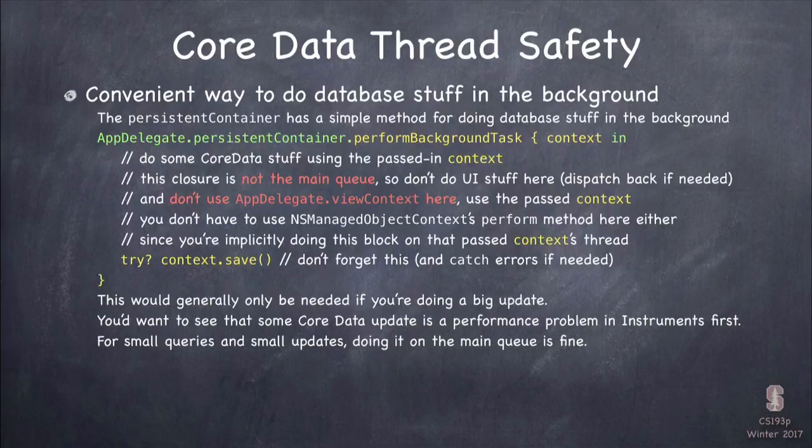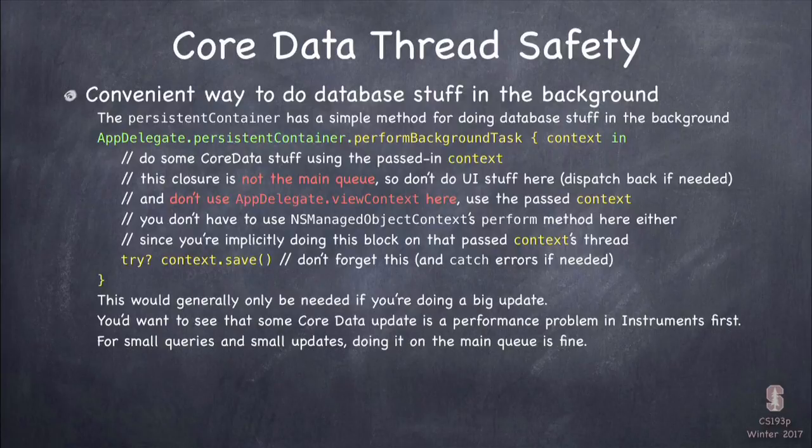Now, it's a convenience method, so if you really needed to control the quality of service of the queue and all that, well, you can't use this. But 99.99% of the time, whatever quality of service that queue is getting is the right one for Core Data, because Core Data knows its business. So you're going to do it.